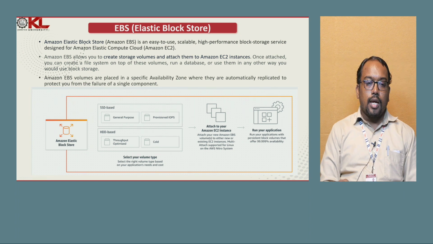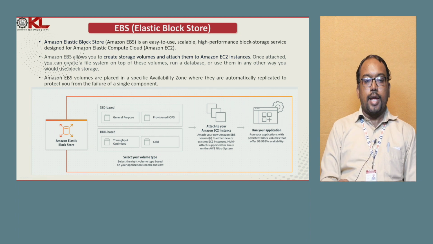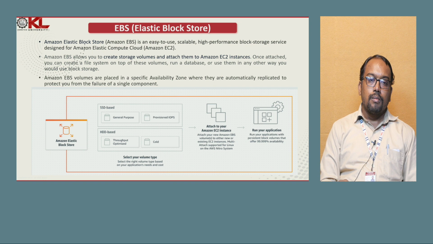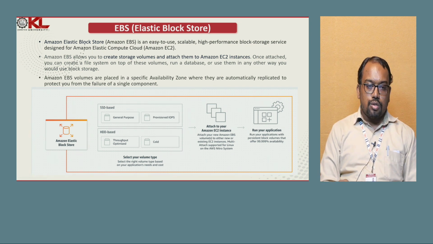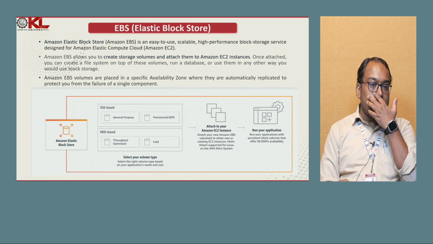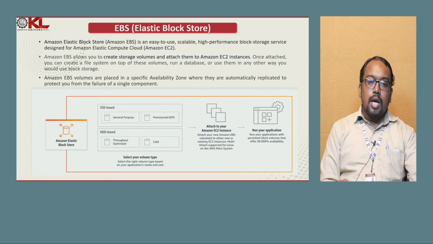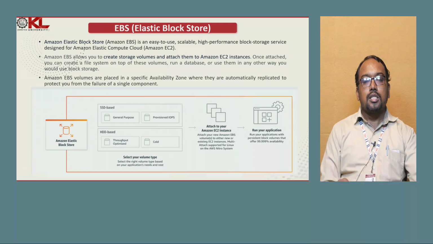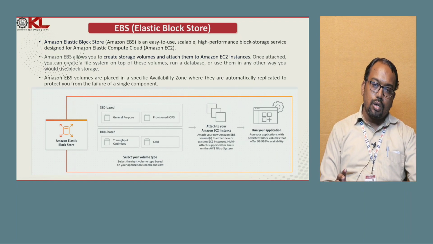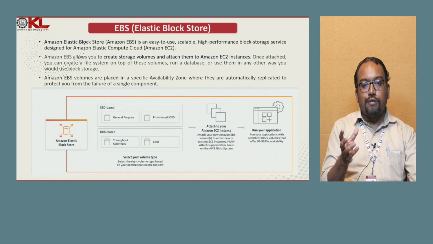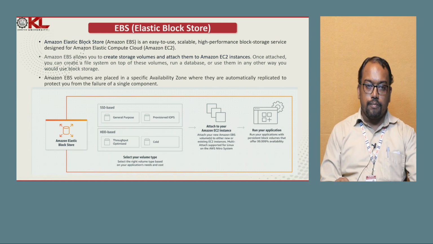So if you see the diagram, this is the basic block diagram of EC2 with Amazon Elastic Block Store. It is basically of two types. One is SSD and another one is HDD. In the SSD, the customer or the developer can choose which database they want to use and what amount of data storage they require.